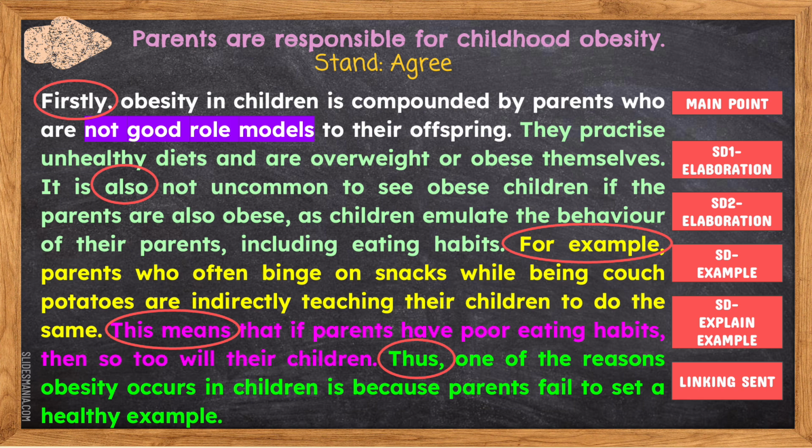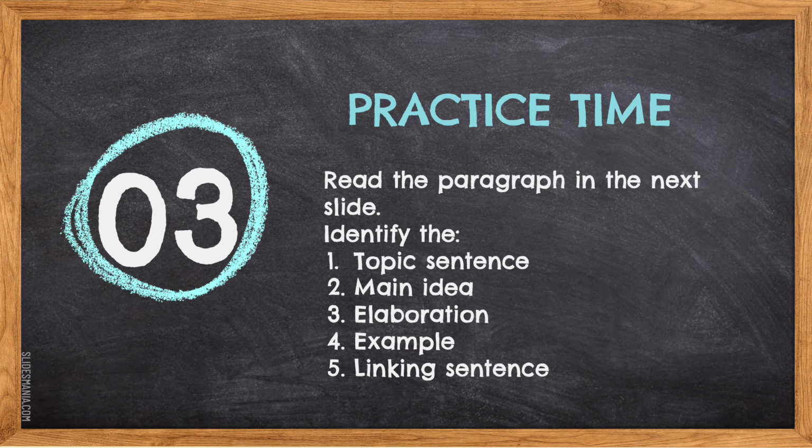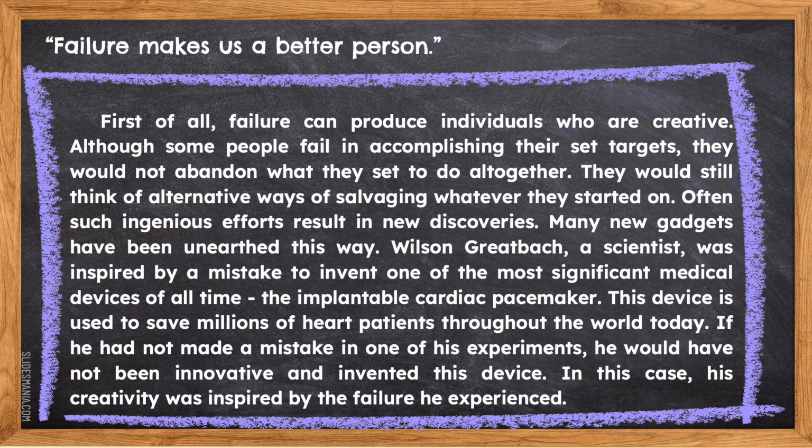Alright, so let's try to do a practice. Okay, so for this practice, you're going to read a paragraph. And then I need you to identify what is the topic sentence, the main idea, elaboration, example, and the linking sentence. Okay, so this is the paragraph. So read it for a while. Okay, you can pause for a while and read it.